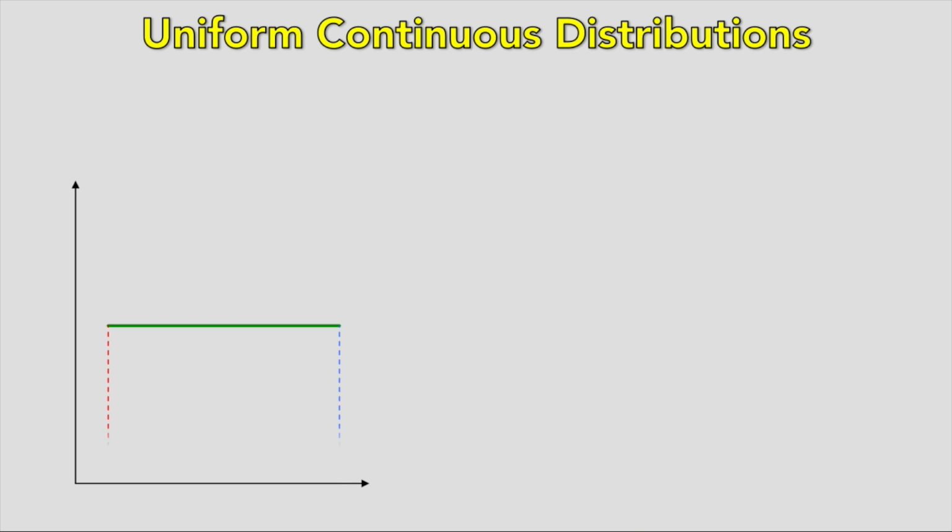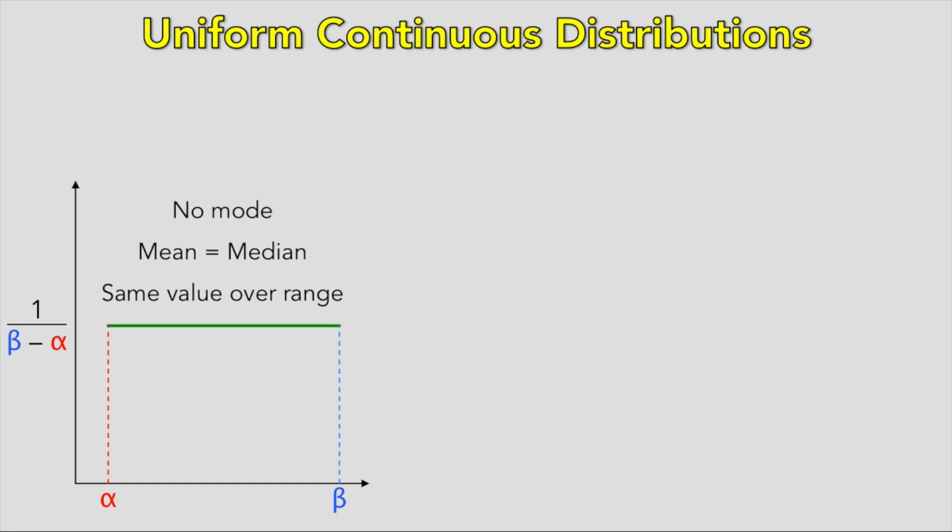Onto uniform. It takes the same value over the range in which it is defined. It has no mode and it is symmetric about its mid-range value. Therefore, the mean and median will both be equal to the mid-range of the distribution. So it's everything we said earlier for continuous distributions, except it's just a straight line.